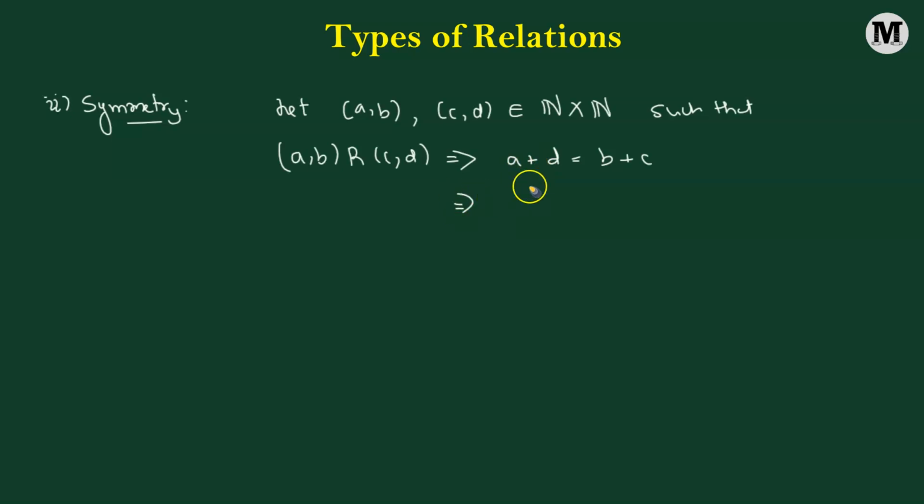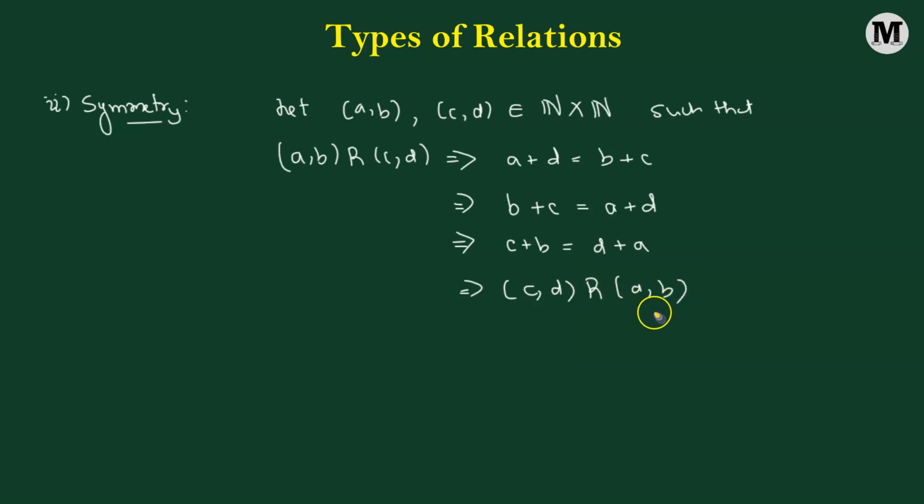Okay, now if a plus d equals b plus c, can we not rewrite it as b plus c equals a plus d? Fine. And we can rewrite b plus c as c plus b, whereas a plus d can be rewritten as d plus a. The reason why we're writing this is because if this is true, c plus b equals d plus a, this simply means that we have the ordered pair c comma d related to the ordered pair a comma b.